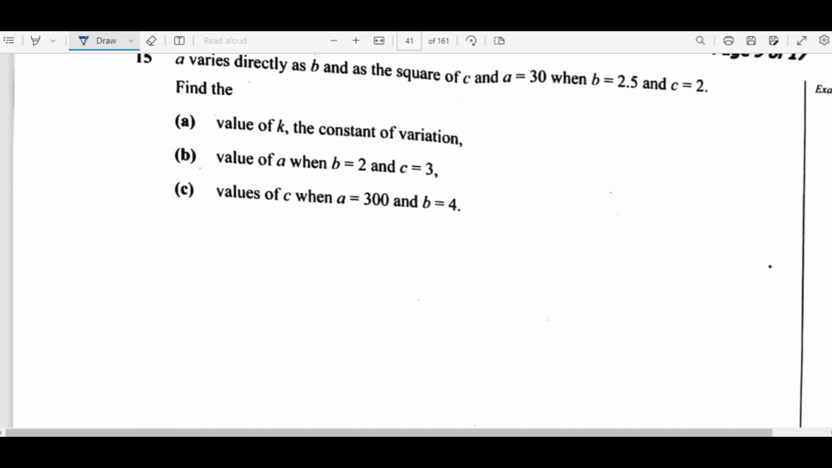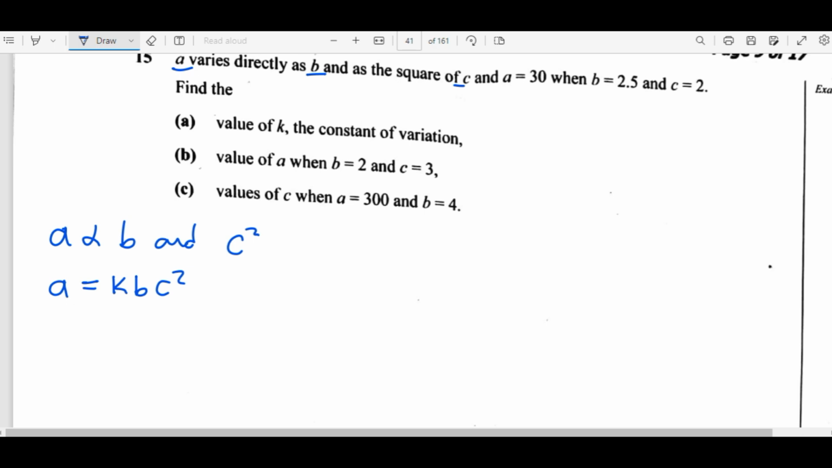Then we move on to question 15. A varies directly as B and as the square of C. So let's begin by writing our equation. We have A varies directly as B and the square of C. So the C must be squared. There is nothing like inversely. So the letters A, B and C will all be in the straight line. So A is equal to, then we introduce K times B times C squared.